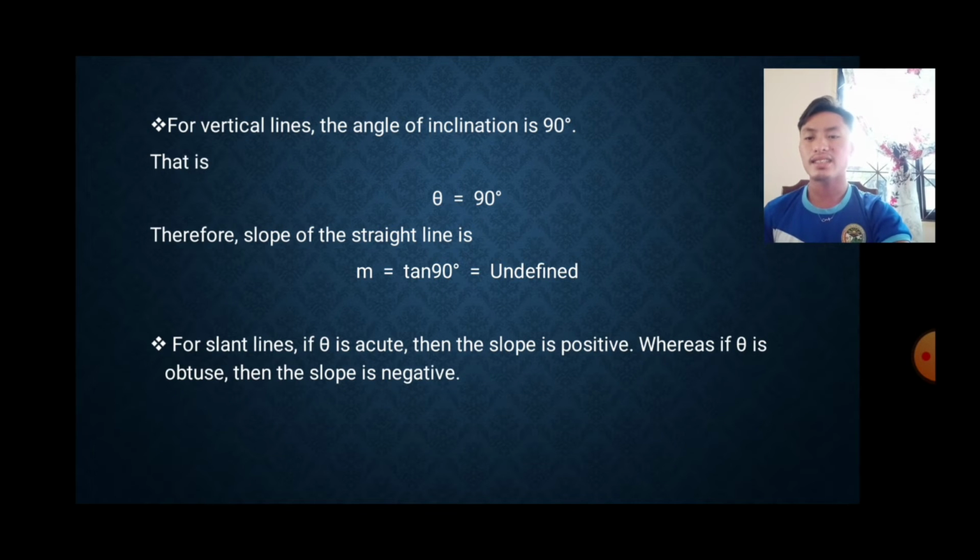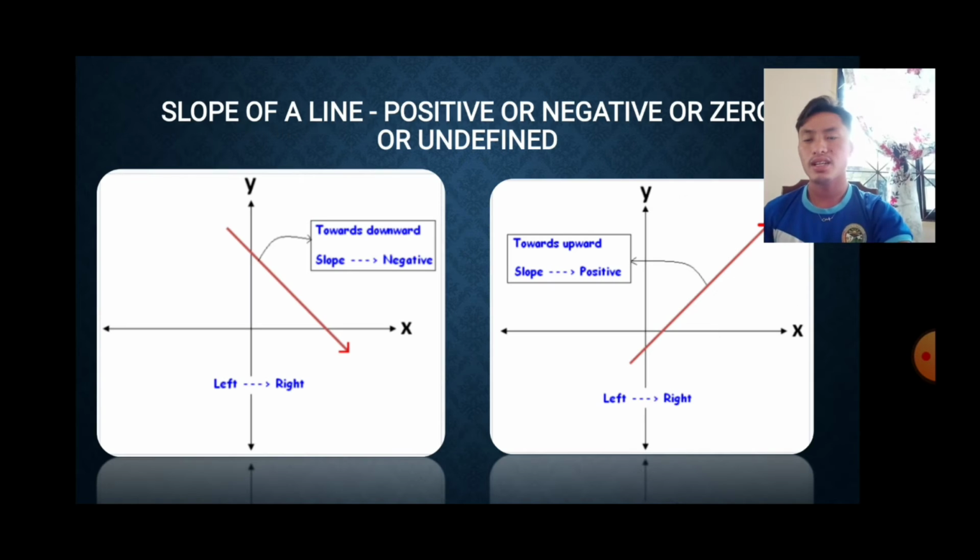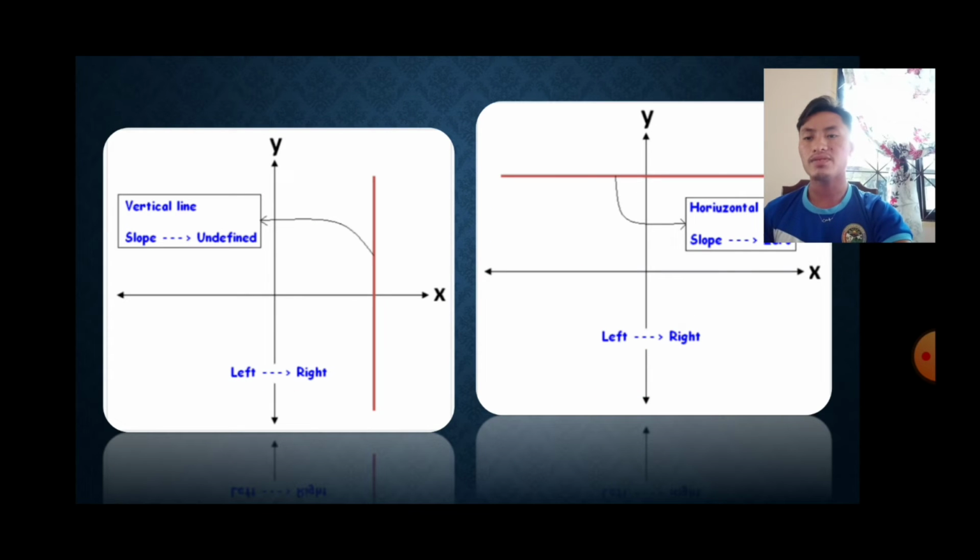For a slant line, if theta is acute, then the slope is positive, whereas if theta is obtuse, then the slope is negative. So the slope of a line can be positive, negative, 0, or undefined. If the graph goes downward, the slope is negative. If the graph goes upward, the slope is positive. If the graph is a vertical line, the slope is undefined, and if the graph is horizontal, the slope is 0.